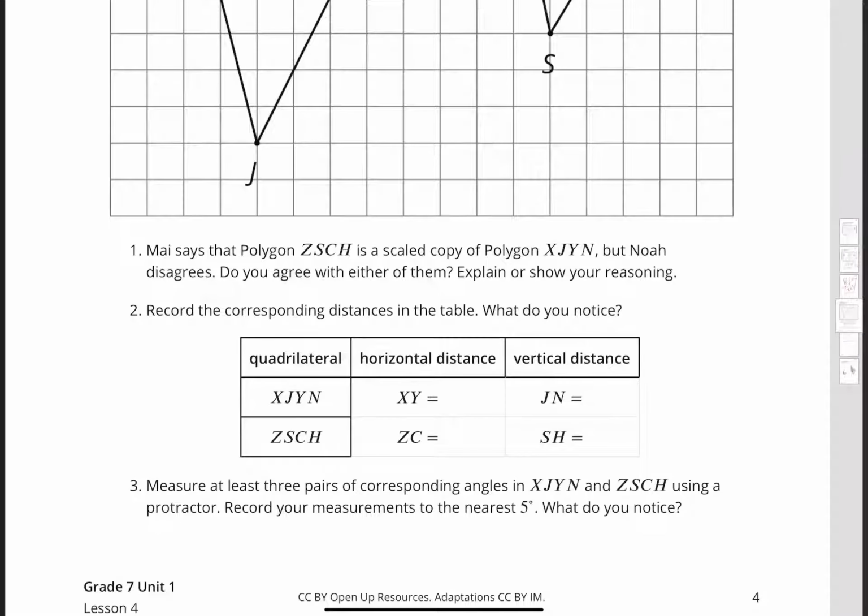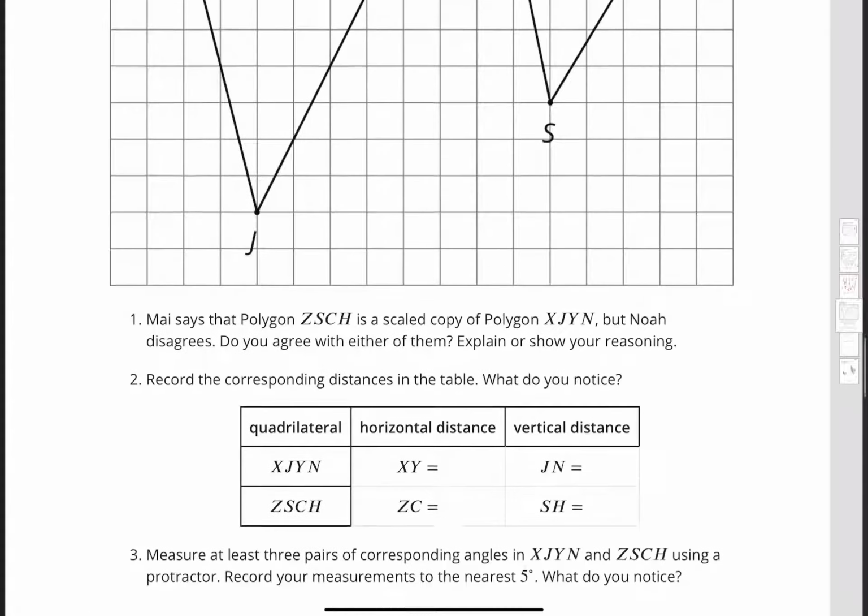Okay, guys, so for activity 3, it says scale or not scale. But the reason why I'm scrolled down is because I want to read these questions before I even look at the image. Okay, so May says that polygon ZSCH is a scale copy of polygon XJYN, but Noah disagrees. Do you agree with either of them? Explain or show your reasoning.